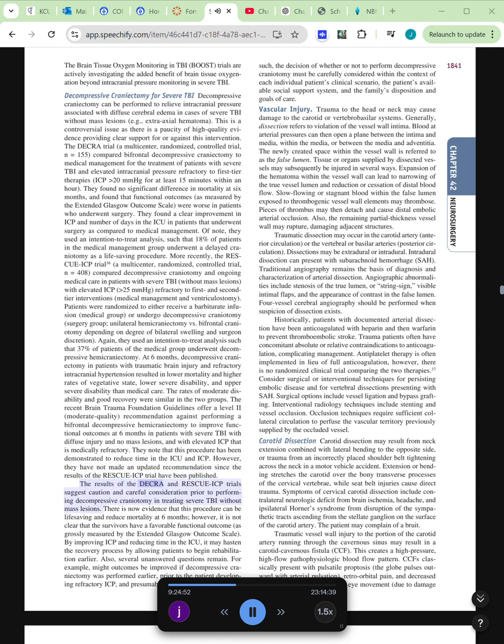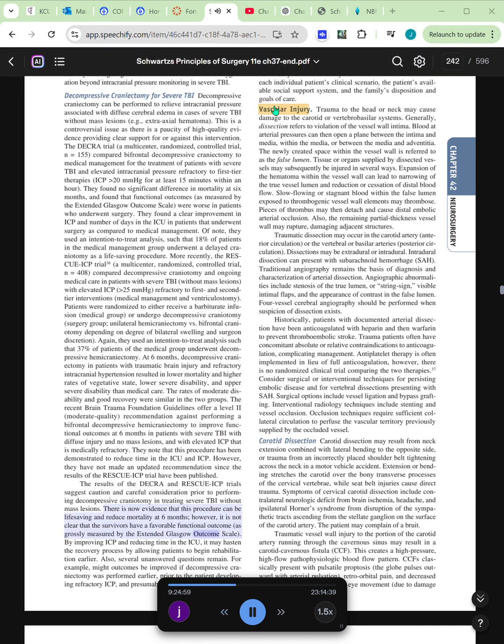The results of the DECRA and RESCUE-ICP trials suggest caution and careful consideration prior to performing decompressive craniectomy in treating severe TBI without mass lesions. There is now evidence that this procedure can be life-saving and reduce mortality at 6 months, however. It is not clear that the survivors have a favorable functional outcome, as grossly measured by the Extended Glasgow Outcome Scale.